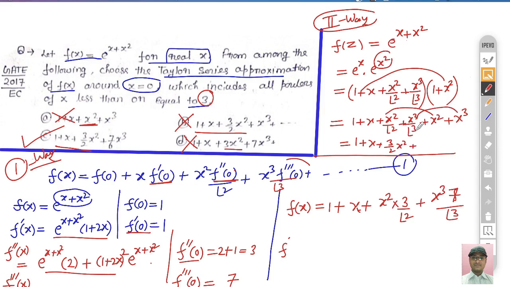So once you expand this, it is basically what? X cube by factorial 3, factorial 3, that is 6. So x cube by 6 plus x cube, which is basically 7x cube by 6, right? So you will get the same result in both ways.